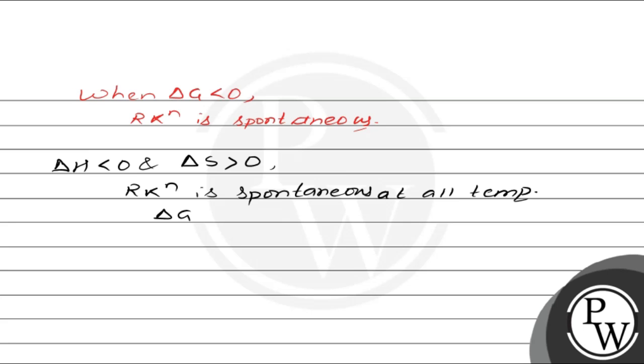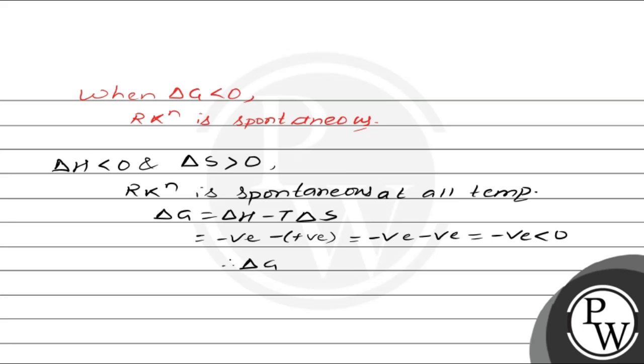Because delta G equal to delta H minus T delta S, when delta S is greater than 0, delta H is negative and T is positive, delta S is positive. This means this whole term is positive. So it equals minus negative and negative, which is negative. That is less than 0. So delta G is less than 0. So the reaction is spontaneous at all temperature.